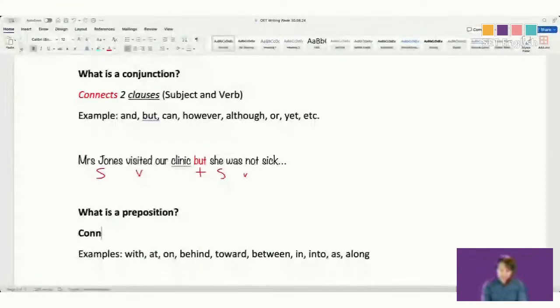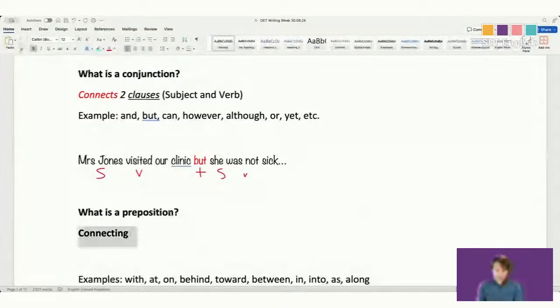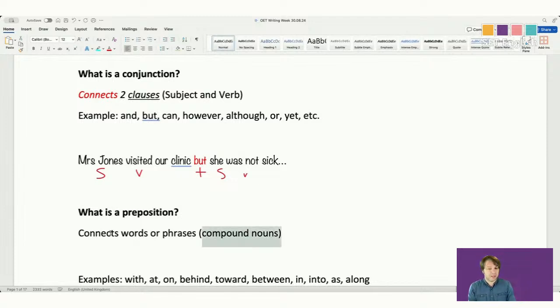A preposition is connecting again. It's connecting, right? So it connects, but it doesn't connect. It connects kind of like words, right? Or let's say it connects words or phrases, okay? Or I suppose by phrase I mean compound nouns, right?